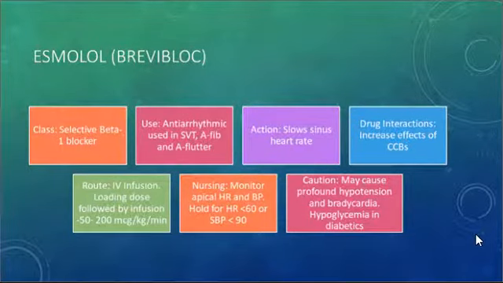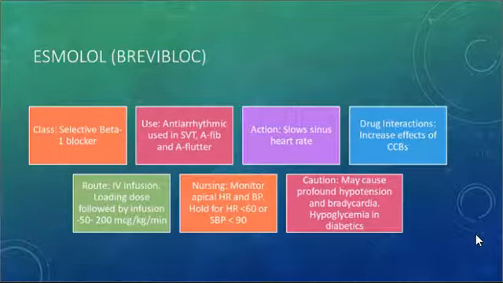Esmolol or Brevibloc, it's a selective beta-1 blocker. It's used in SVT, atrial fib, and atrial flutter to slow the sinus rate. Increased effects when given with calcium channel blockers. That's any of the beta blockers. This is given in an IV infusion.